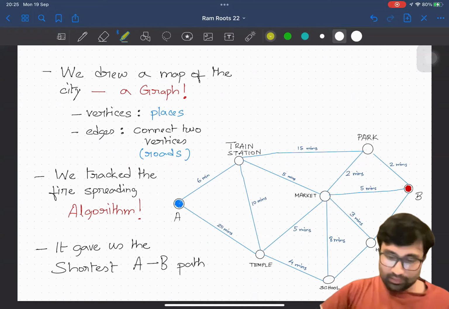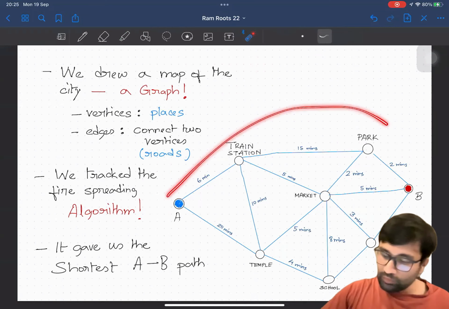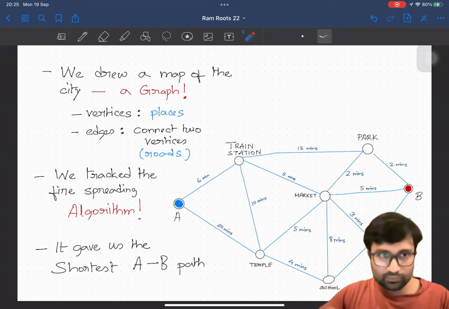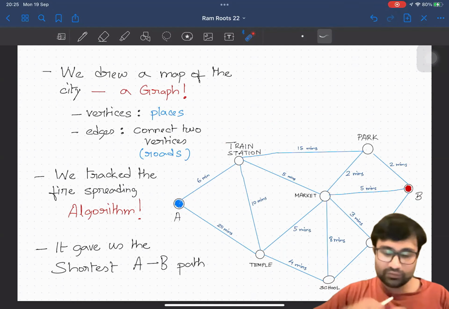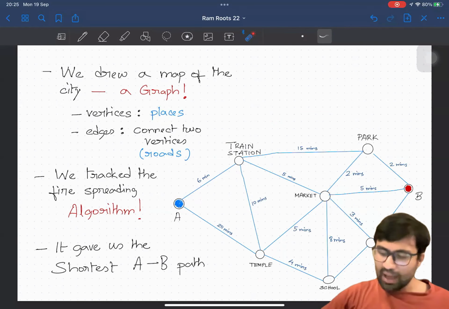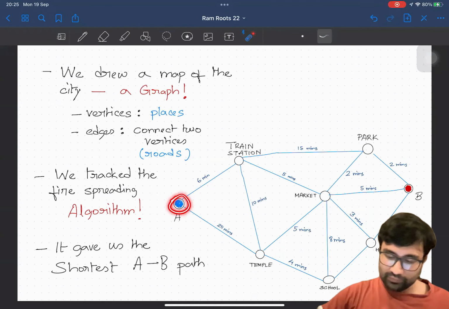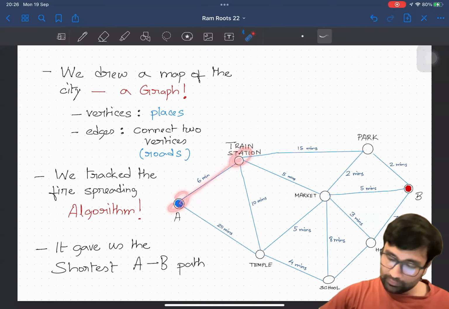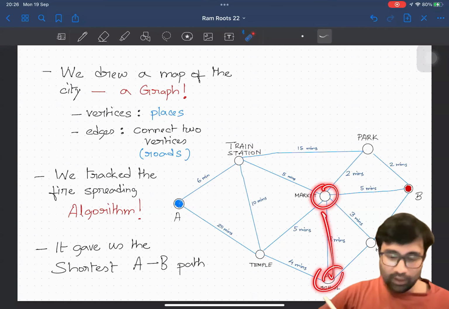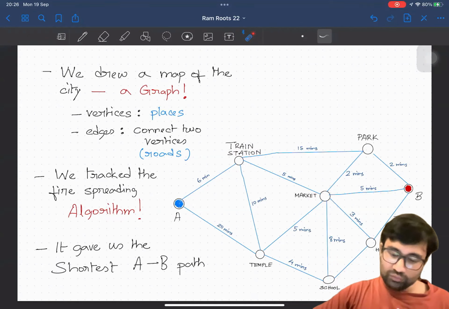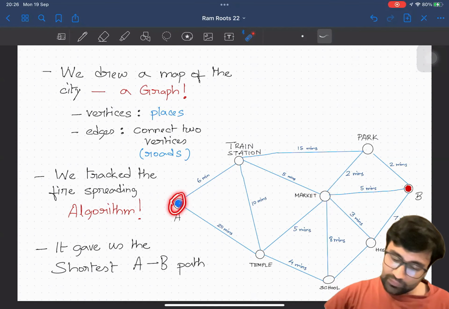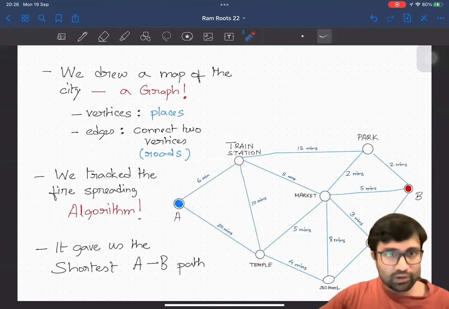so this is the map that we were working with, where we were tracking the flow of fire, the spreading of fire, right? So this map that is drawn has some places, right? And then it has some direct paths between two places, right? These places and these paths between them form what I call a graph.